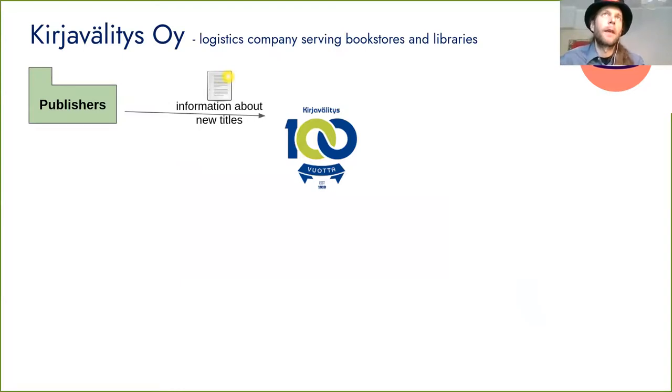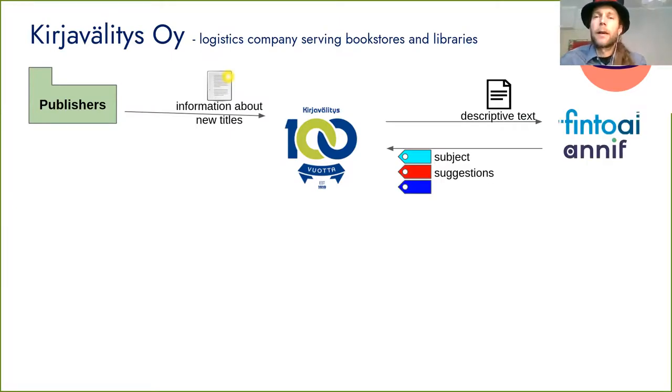It has a very central role in, let's say, the book ecosystem in Finland, because it's a company that handles the logistics between publishers and booksellers, and it also handles the metadata part of that logistics. So it collects information about new books being published and then passes this information on to everyone who needs it. And what they have started doing is that when they get information about new titles from publishers, they give the text, the description of the book, to Annif, in practice the Finto AI service, which I will talk about briefly in a moment.